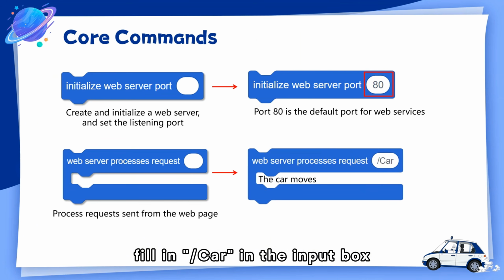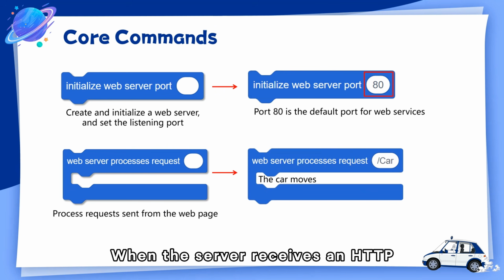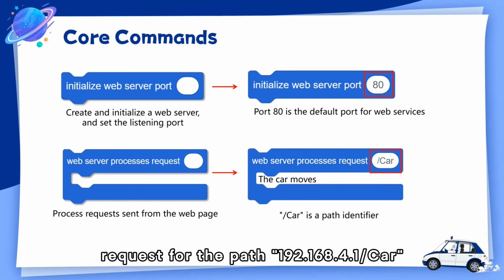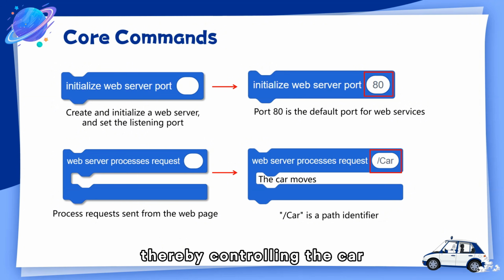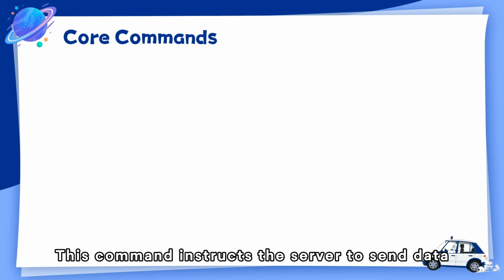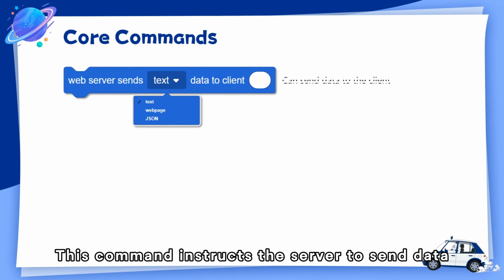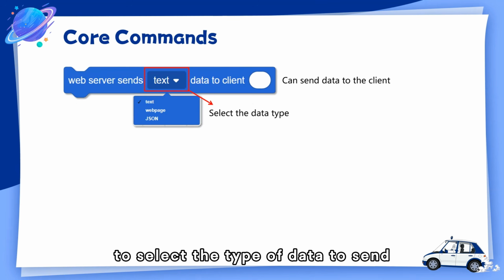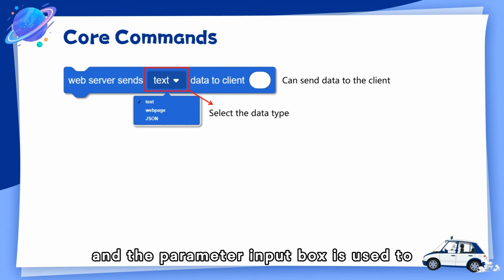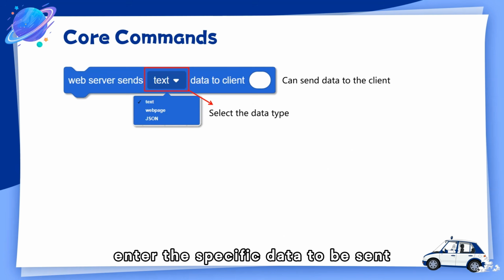For example, fill in /car in the input box. When the server receives an HTTP request for the path 192.168.4.1/car, it will immediately execute the code inside the block, thereby controlling the car to perform the corresponding movement. This command instructs the server to send data to the client. The drop-down box allows you to select the type of data to send, and the parameter input box is used to enter the specific data to be sent.